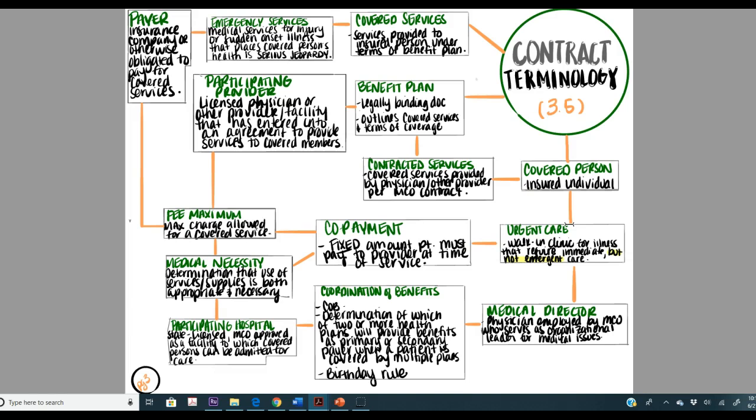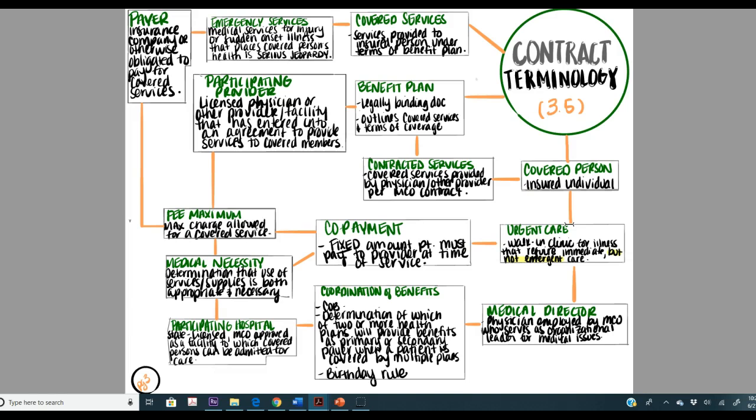Medical directors, co-pays, fee maximums, medical necessity, participating hospital. And then this last one down here, coordination of benefits. There's one note I want to make here. Coordination of benefits is abbreviated COB. It is the determination of which of two or more health plans will provide benefits as the primary or secondary payer when a patient is covered by multiple plans.